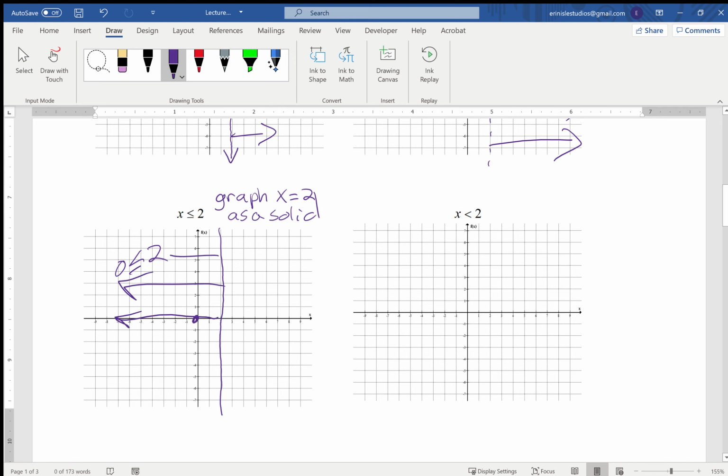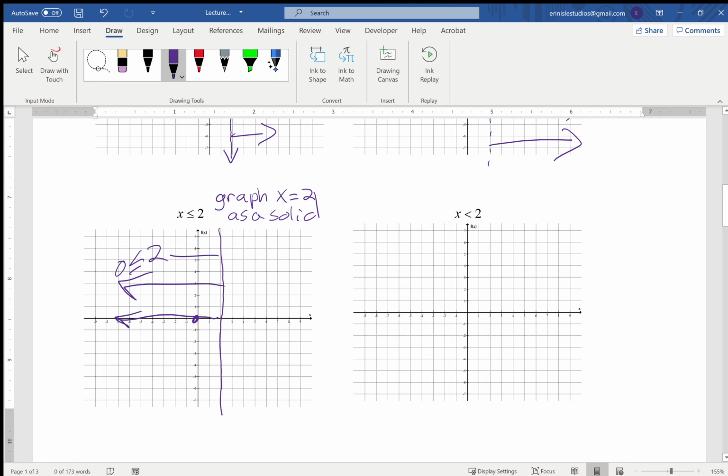So I test 0, 0. Is 0 less than or equal to negative 2? No, it's greater than. So I shade away from the origin. There we go. All right.